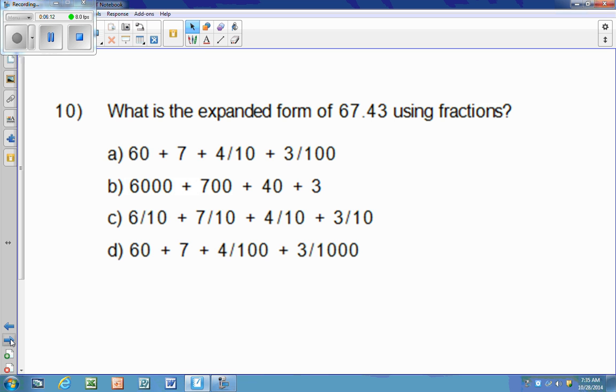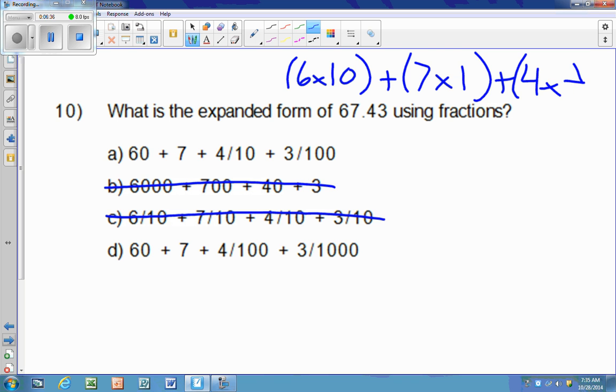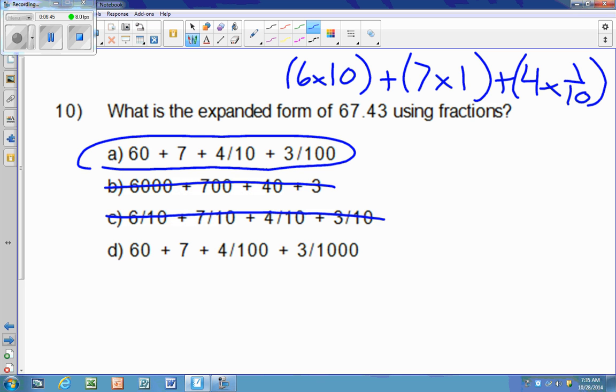Next, it says, what is the expanded form using fractions? So this time, instead of using the decimal, we need to use fractions. So we're going to start with 6 times 10 again, which is 60. So I know I can get rid of this number and this letter choice. And then I'm going to 7 times 1. And then I'm going to 4 times 1/10. And when I look, before I even continue on, I notice that this is 4 times 1/10. This is times 100.